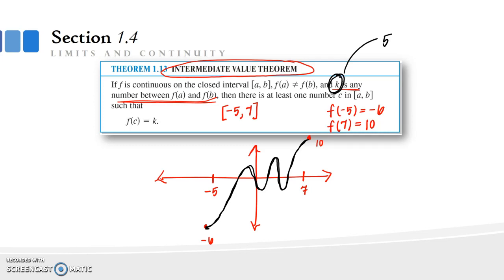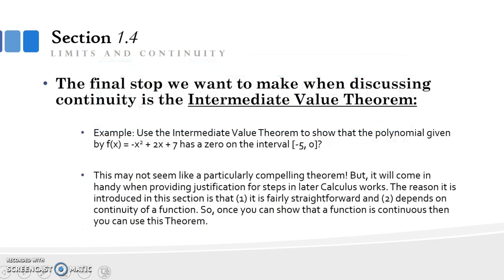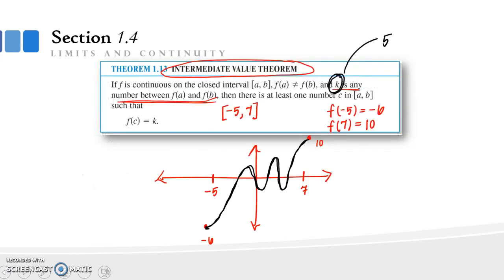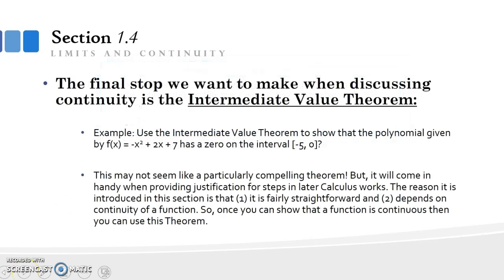So if you have a closed interval, and on that closed interval you're going over a series of y values, if the series of y values contain a number that you're interested in, you know it has to pass through that number at least once. So let's check out two examples of what that looks like in more depth. The first one is an example here.